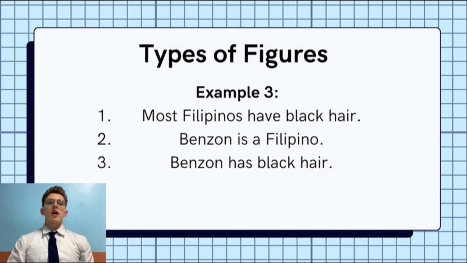Example 3. Most Filipinos have black hair. Benzon is a Filipino. Benzon has black hair. In this argument, the middle term is Filipino or Filipinos. In the first premise, it appears on the left, and in the second premise, it appears on the right. Hence, it belongs to figure 1.